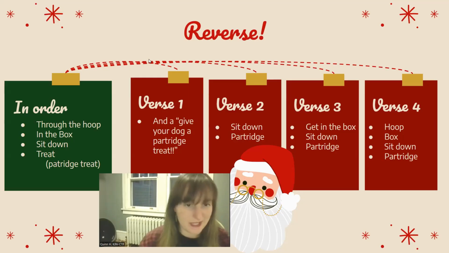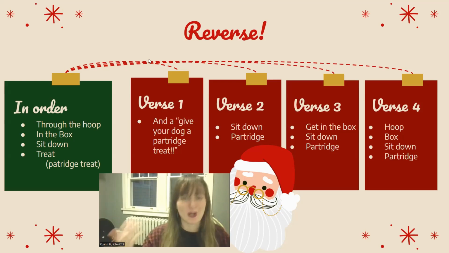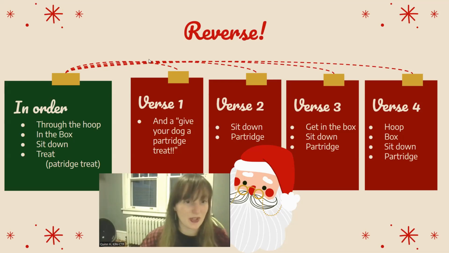In continuing on with our 12 Days of Christmas theme, it was really helpful for me to think of the treat at the end as a partridge treat, like partridge in a pear tree. Actually, my instructor that taught me this brought in partridge treats so that we really could hammer in that idea. So in order, our little routine or our performance will be go through the hoop, get in the box, and sit down. Those are our three behaviors that we want to chain together in that order. And then, of course, we would close out with a treat. In this case, we're thinking of that as a partridge treat to help with the partridge in the pear tree.